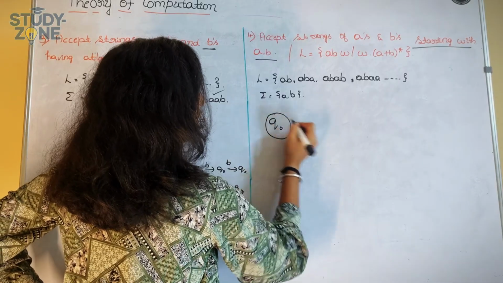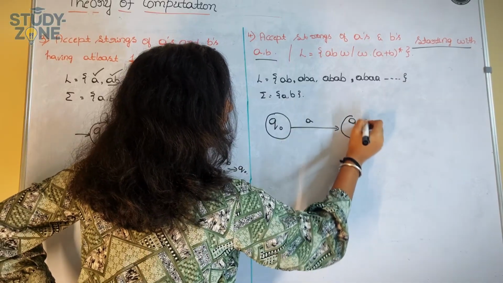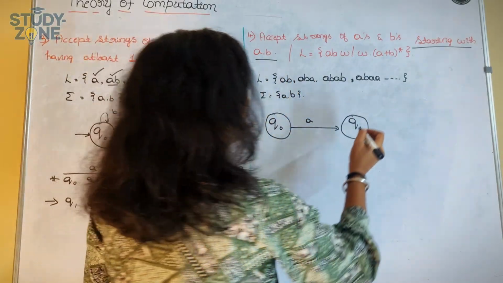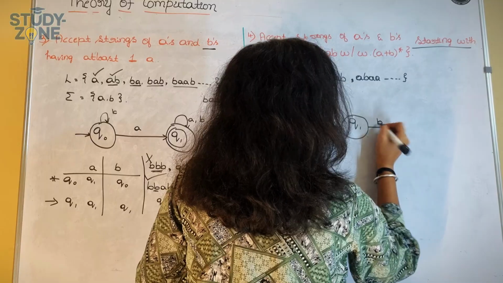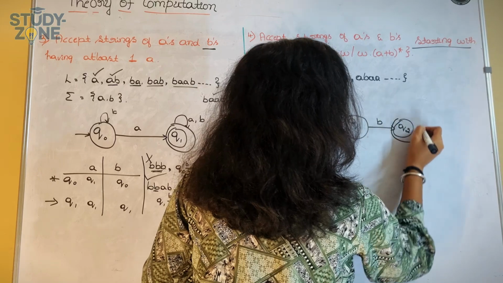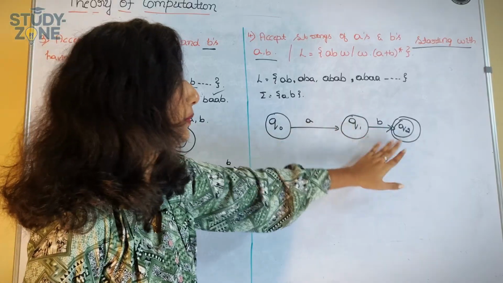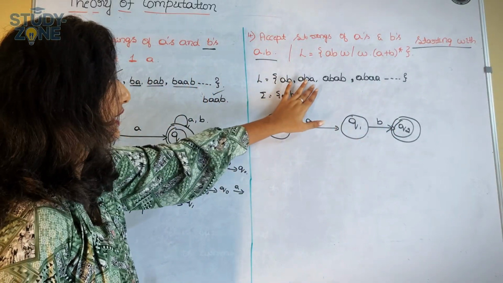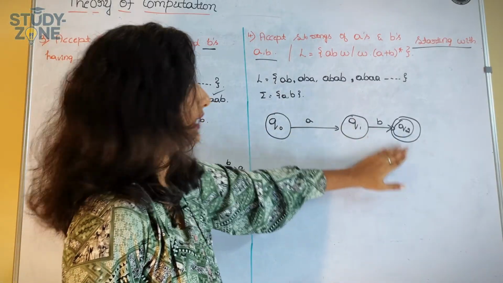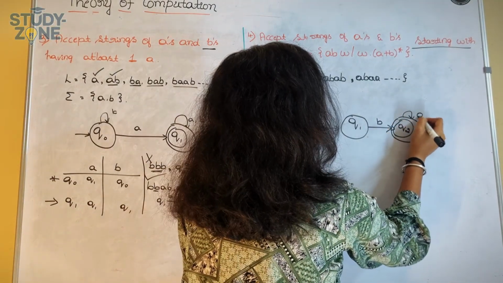Q0 on A should move to the next state, that is Q1. And then we have another thing, that is starting with AB. So Q1 on B should move to the next state, that is Q2, and this should be the final state. Correct? So Q0 on A, Q1 on B. Now we have another thing, that is ABA. So Q0 on A moving to the next state, Q1 on B moving to the next state, and Q2 on A, it should be there in the final state only.